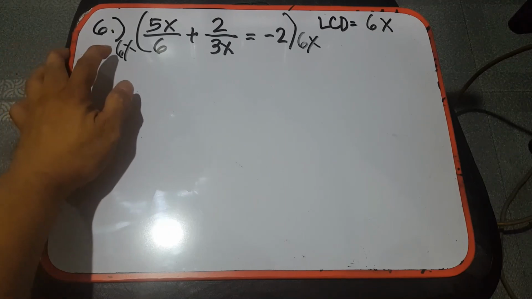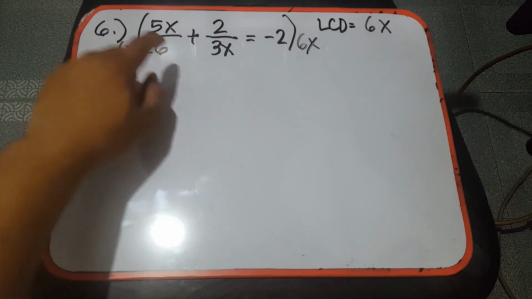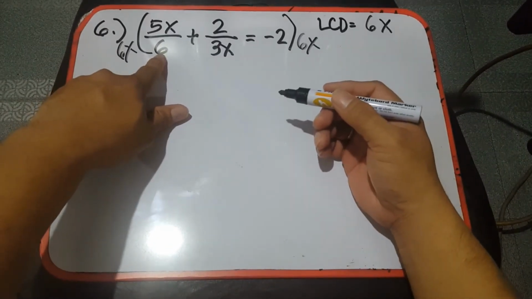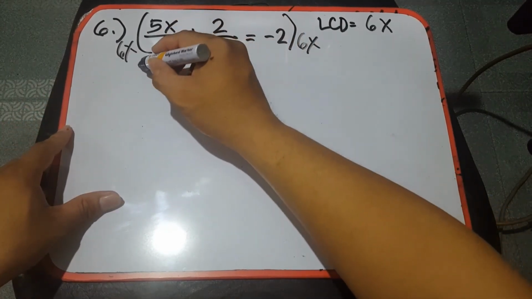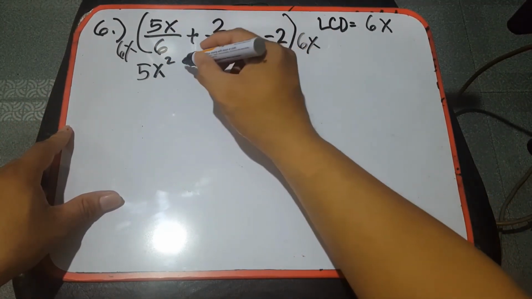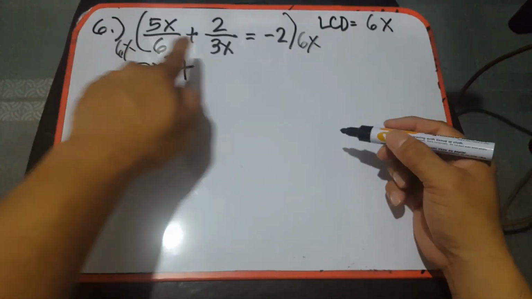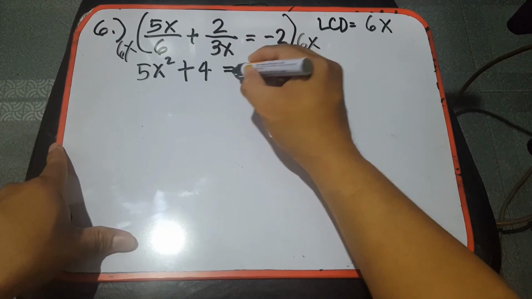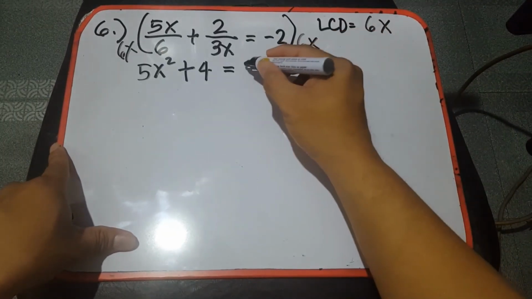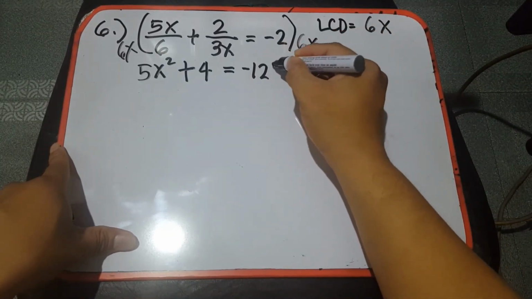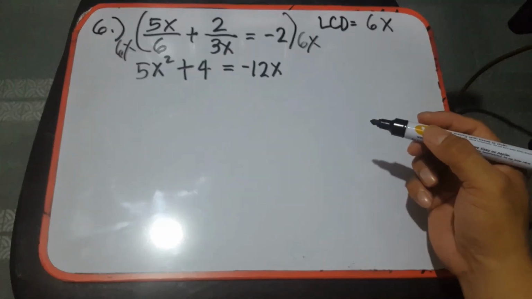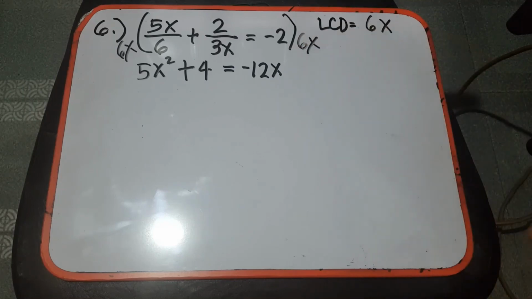Then, on the left side, this LCD is to be divided by each of its denominators, then multiplied by the numerators. So 6x divided by 6, that would be x. 10 times 5x, that would be 5x squared. Plus 6x divided by 3x, that would be 2 times 2, that is 4, is equal to negative 2 times 6x, that would be negative 12x. Because in the case of negative 2, since it's a whole number, we're just simply going to multiply it.